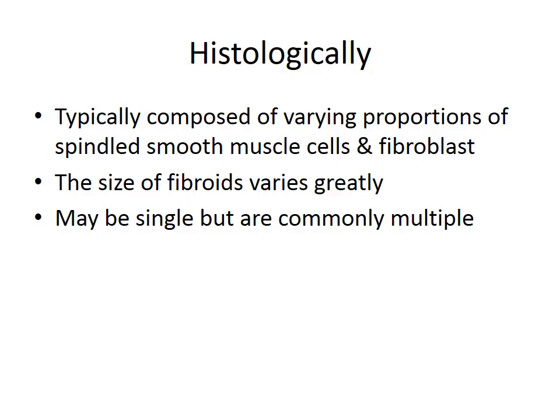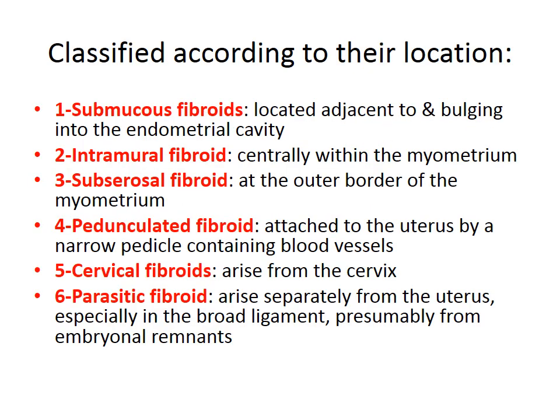Now, histologically, you have to know what the composition of a fibroid is. Typically, they are composed of varying proportions of spindle smooth muscle cells and fibroblasts. And from the previous picture, you can see that they may be single but are commonly multiple. Now, what about their classification? They are classified according to their location into a number of types.